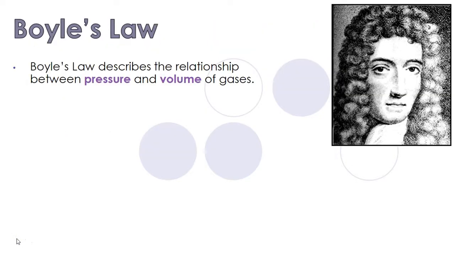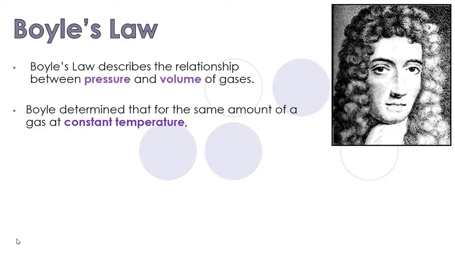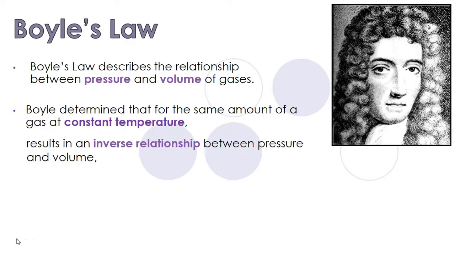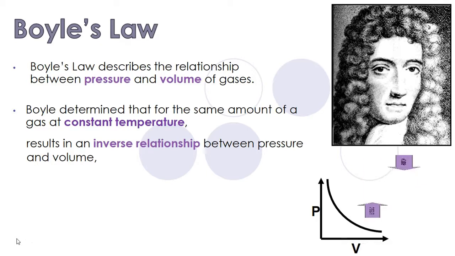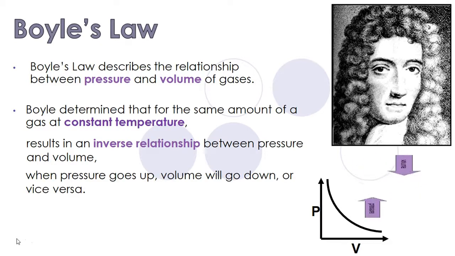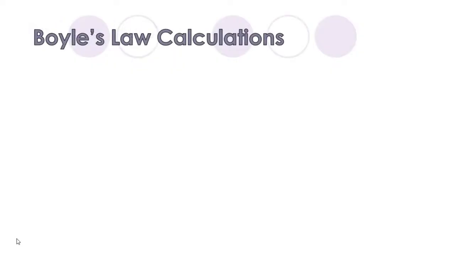This is an image of Robert Boyle, and what he did was he described the relationship between pressure and volume of gases. He determined that for the same amount of gas at constant temperature, we have an inverse relationship between pressure and volume. So what that means is if pressure goes up, then our volume is going to go down, or vice versa. Right?